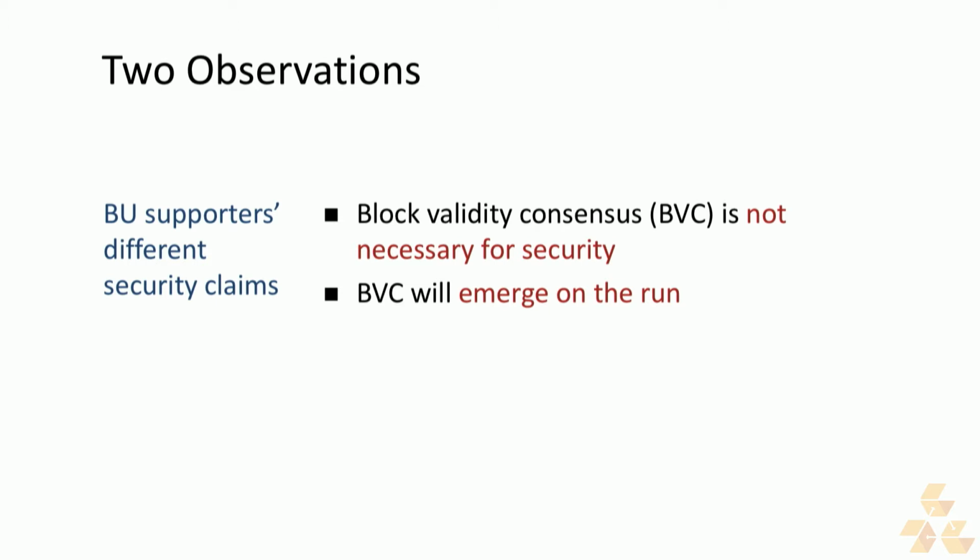After reading basically everything BU project members have written, we have 2 observations. The first one is there are different security claims among BU supporters. Some of them believe that block validity consensus is not necessary for security. Namely, even if all miners choose different EB values, the network is still secure. And others believe that, okay, if BVC is absent, the network is not secure, but BVC will emerge automatically.